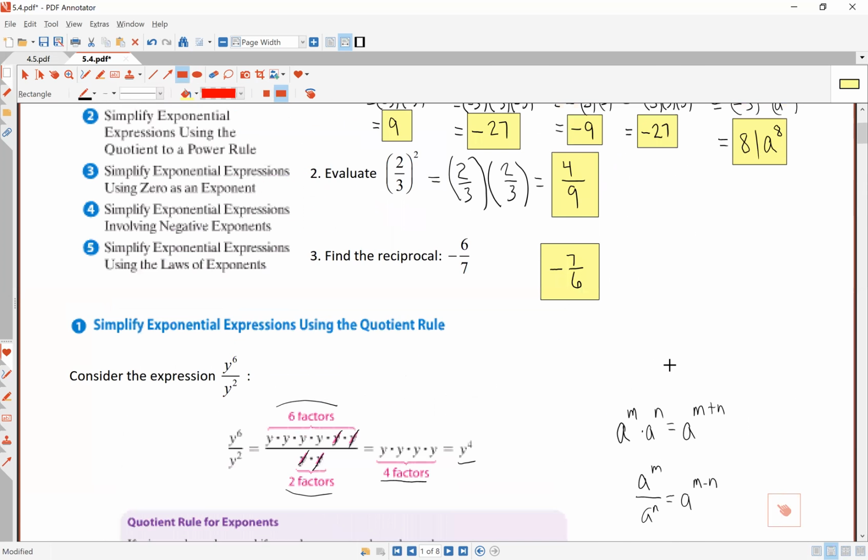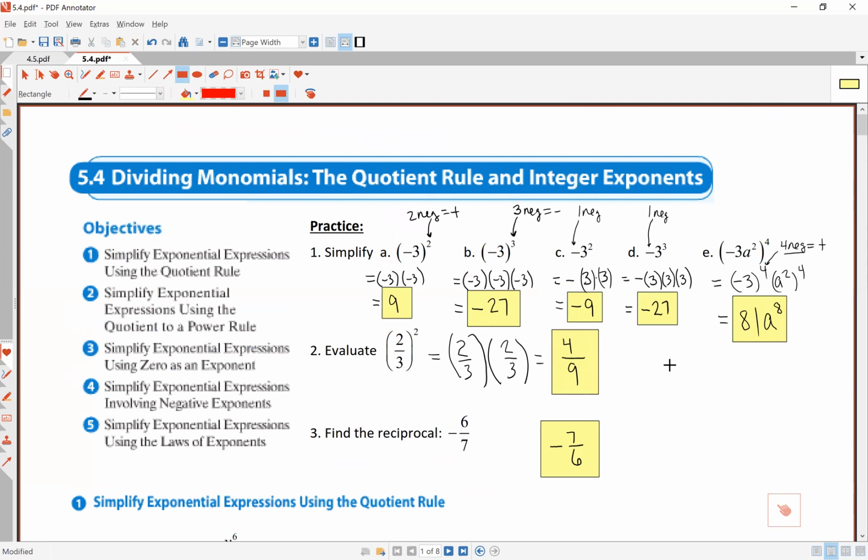This concludes the video for section 5.4, dividing monomials, the quotient rule, and integer exponents. Objective 2, simplify exponential expressions using the quotient to a power rule.